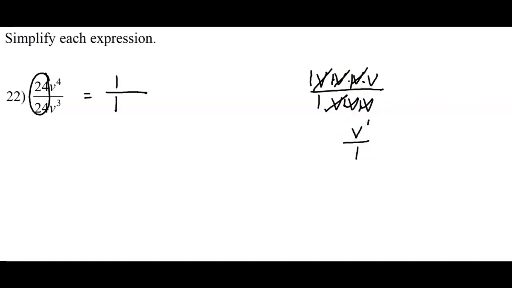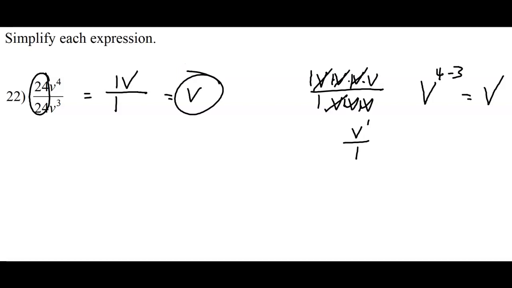Now, the short way of doing this is basically just to take the number of v's that are on the top, which is 4, and subtract from it the number of v's on the bottom, and that will give you your result. So we have 1 v left on top, and the simplest way to write this would be v, because 1 over 1 is just 1.